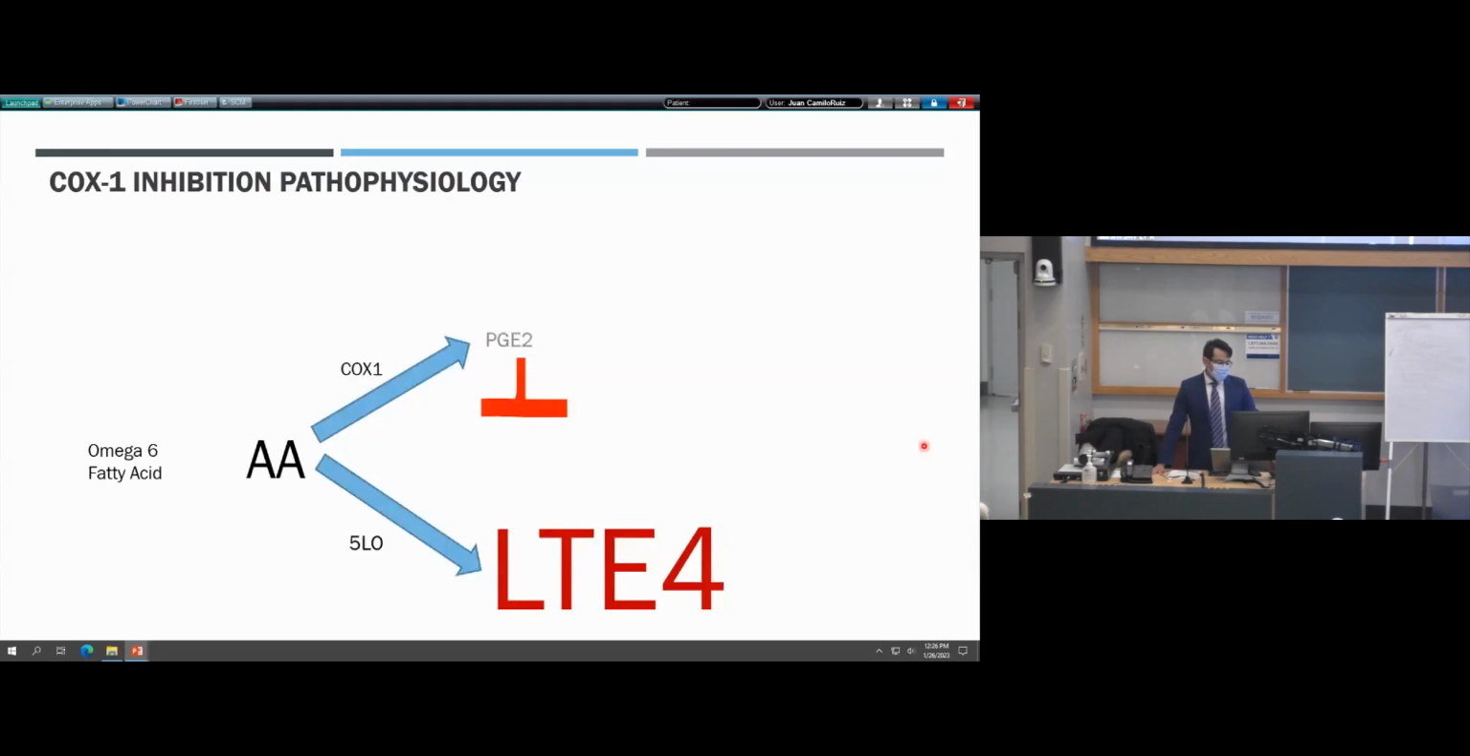Now, the proposed pathophysiology is that omega-6 fatty acids may stimulate the arachidonic acid pathway, which then results in more leukotriene E4. So if you're able to have less of the omega-6 and more of the omega-3, that seems to shift things in a more favorable light.